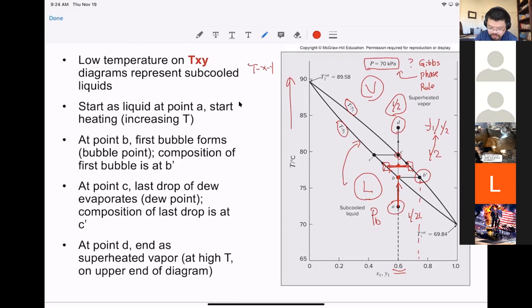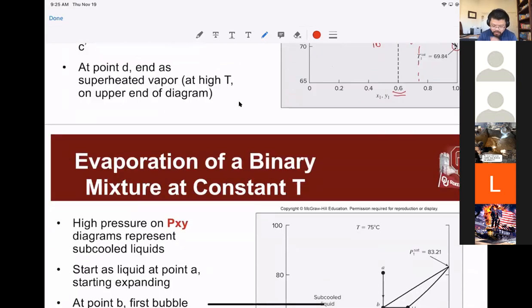And then, of course, there are two other special values. This is called the saturation temperature, the saturation temperature of component 1. It's corresponding to a pure component 1 phase.